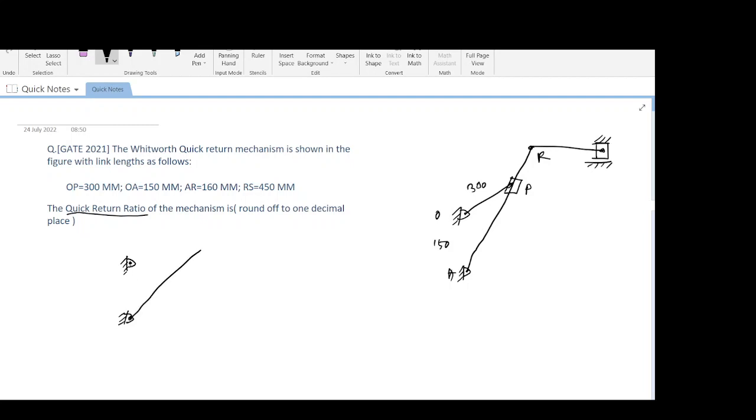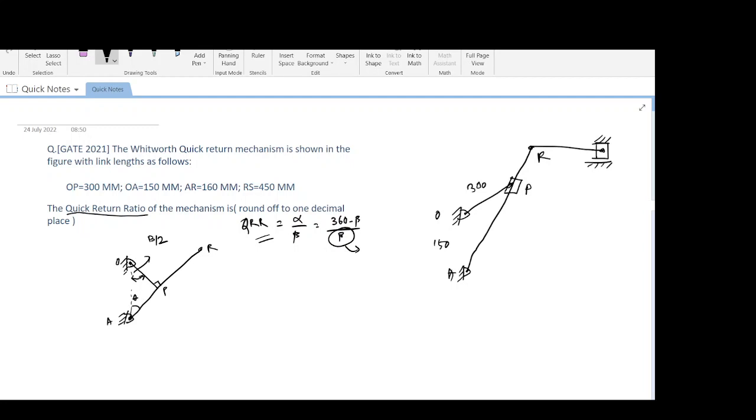Generally, like this diagram, we need to solve this diagram to find out the beta. What is beta? Beta by 2 is assumed to be theta. It is B, O, A, and this let be R. So QRR, that is alpha by beta. So alpha can be replaced as 360 minus beta, by beta. So once we are able to find out beta, then we can find out the QRR.